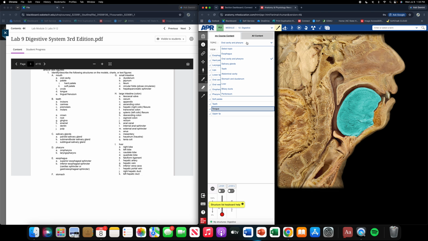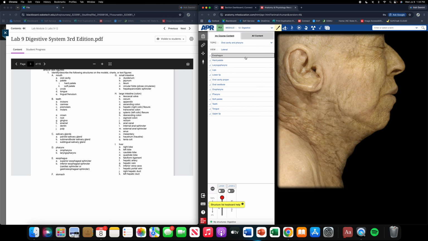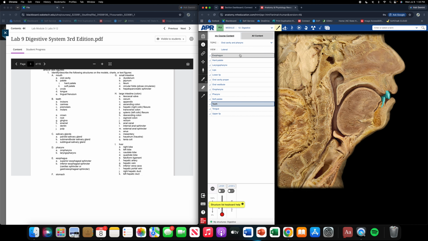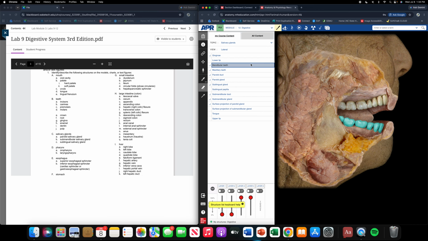We also can look at the teeth. With the teeth, you should be able to identify your maxillary teeth from your mandibular teeth. More than likely, I would give you, let me see, where's the image that I want? Yeah, this image where you're looking from the side, the lateral view of the oral cavity. You can see the mandibular teeth and the maxillary teeth. That's one of those ways that I would ask you that.